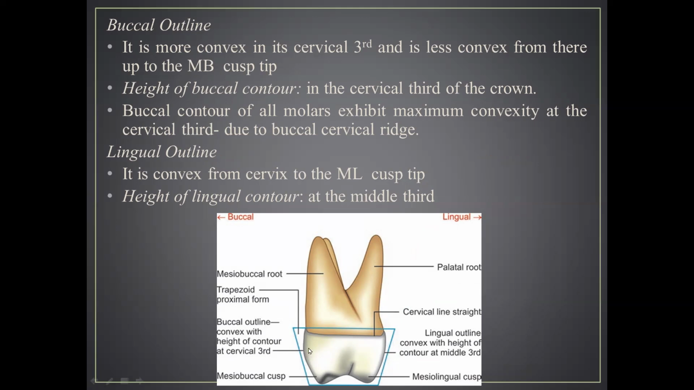So the buccal contour of all the molars exhibits a maximum convexity towards the cervical third because of the presence of your cervical ridge. Next is the lingual outline. It is convex from the cervix to the mesiolingual cusp tip. The height of lingual contour is approximately at the middle third.